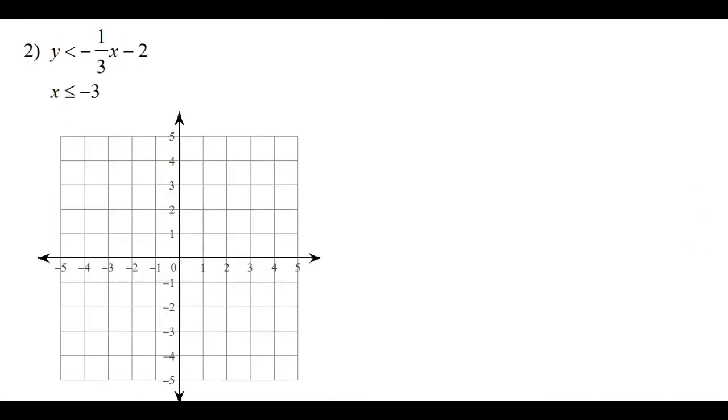All right, so let's try another one. Here's an example where we'll make this one the orange one. So the first dot goes on -2.